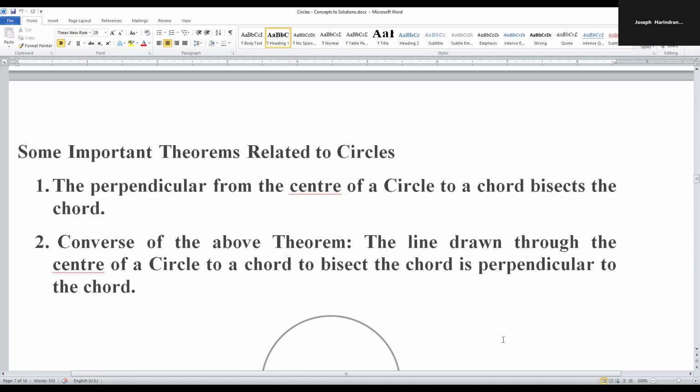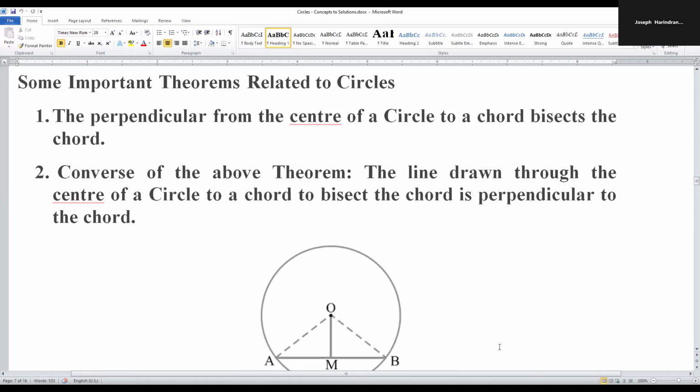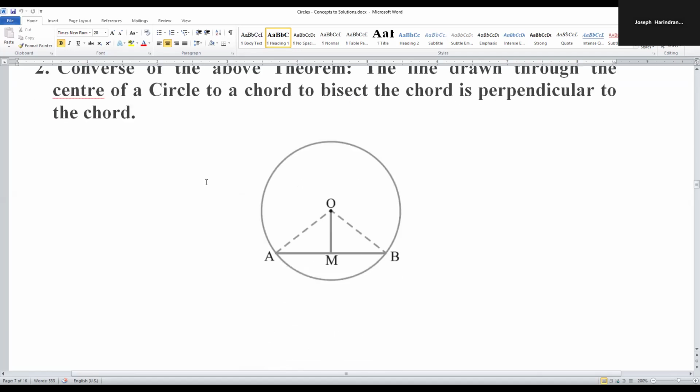The converse of the above theorem: the line drawn through the center of a circle to a chord to bisect the chord is perpendicular to the chord. First, the perpendicular bisects the chord. The converse of this theorem says the line drawn through the center of the circle to bisect the chord is perpendicular to the chord. This is the converse, and you can see this figure here.